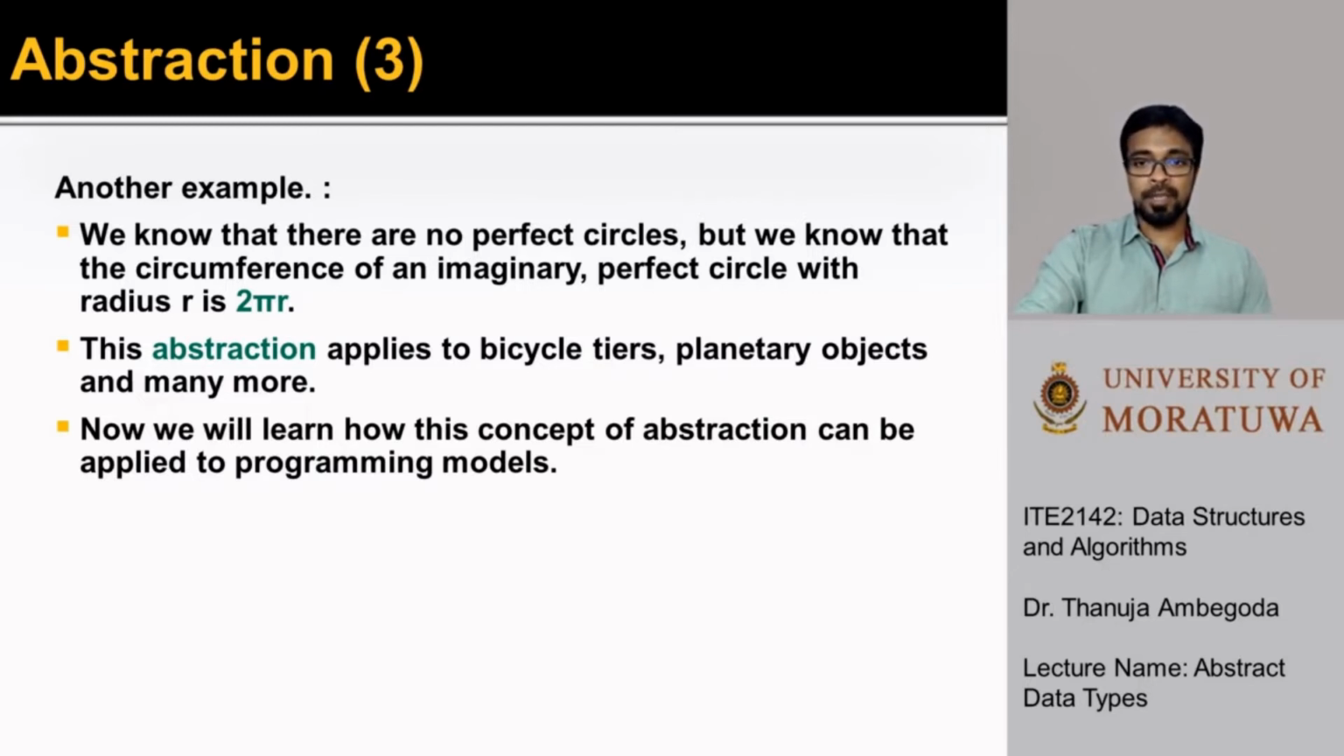However, with a good enough approximation, this value of the circumference applies to things like bicycle tires or planetary objects, which are circular or spherical, or even a small circle that you draw using a compass.